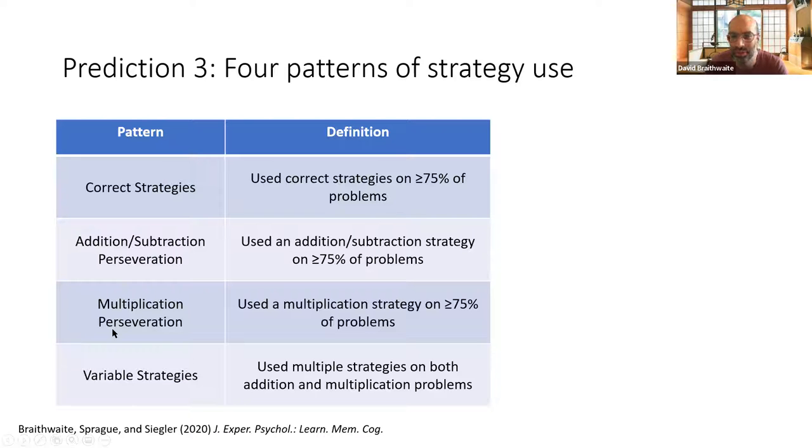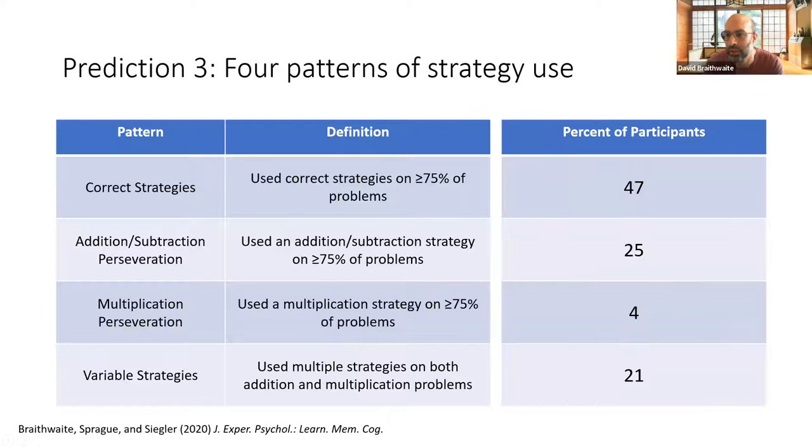Multiplication perseveration is the reverse. So you use a multiplication strategy on at least 3/4 of problems. And finally, variable strategies refers to not meeting the criteria for the previous three groups, but still using multiple strategies, both on addition and on multiplication problems. It's worth noting that these operational definitions are the exact same ones that we previously used in our analyses of fraction arithmetic. So it's not obvious that these same four patterns would necessarily occur in decimal arithmetic at all, but in fact they did.